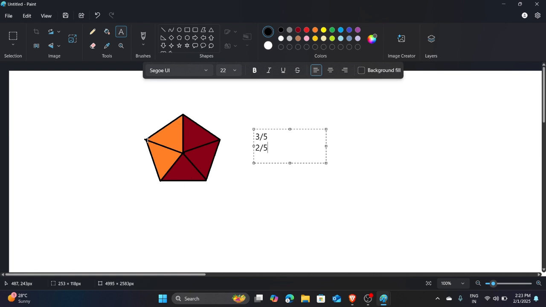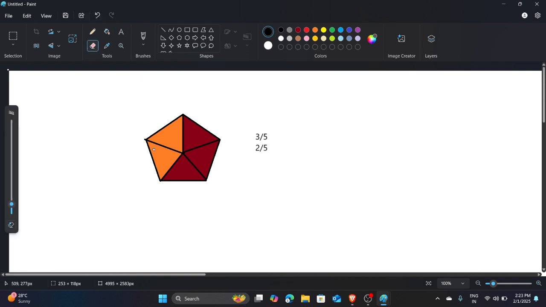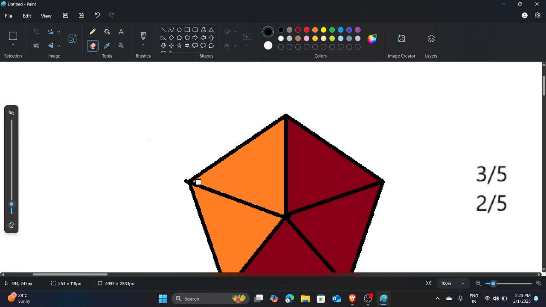If you erase this line, suppose you erase this line, how can you erase this line? Just take this, and I will grade you.